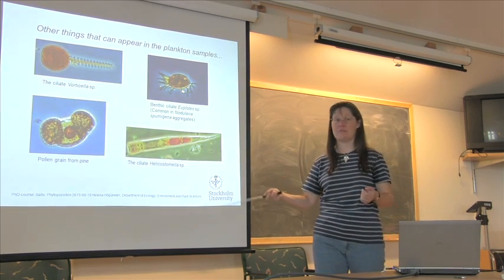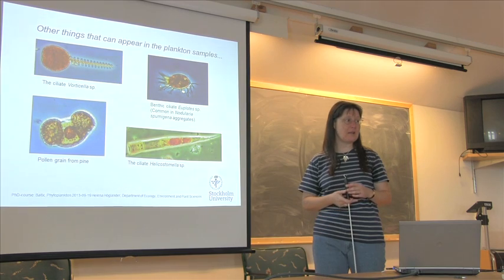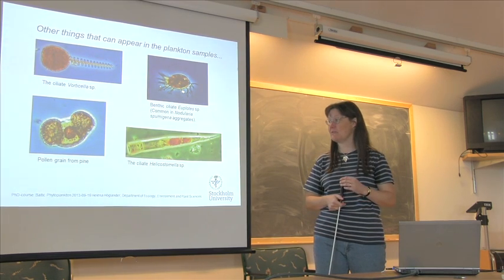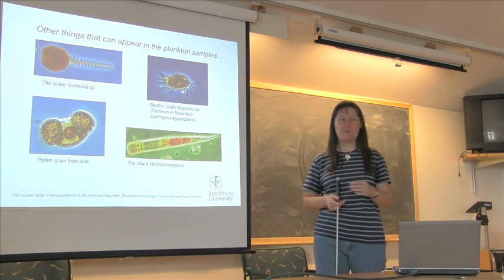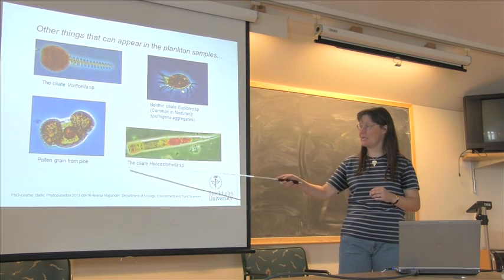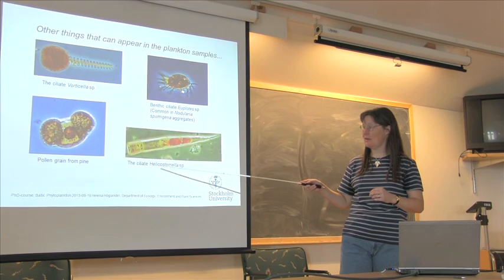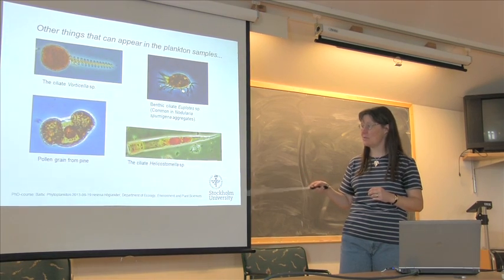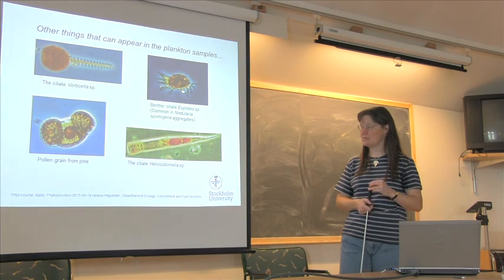And of course, a lot of different types of pollen grains of different species. It can be from pine, birch, or whatever. And also these other types of ciliates, like this one with the lorica, Helicostomella, that is also commonly occurring during summertime.